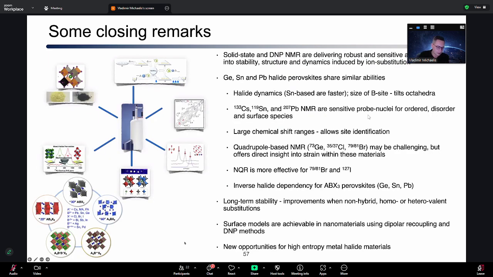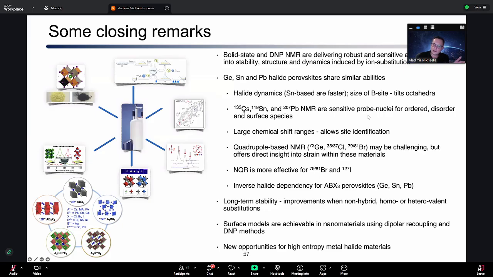Okay, so to finish up, and I'm sorry I went 2 minutes over here, I hope I've demonstrated that solid state and DNP NMR are robust and sensitive analytical techniques that can give you insight into the stability, structure and dynamics of metal halide systems. We looked first at the group 14 series, where we have halogen dynamics that are very fast in tin, a little bit slower in lead, and we can stop this by tilting the octahedra by introducing a small cation.